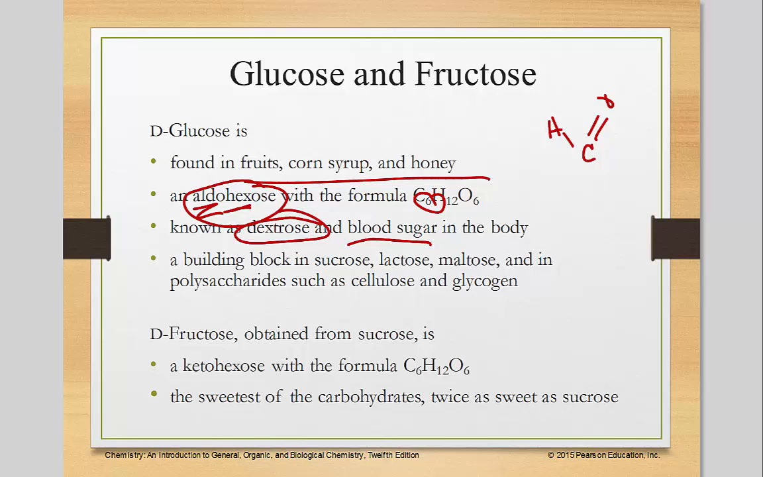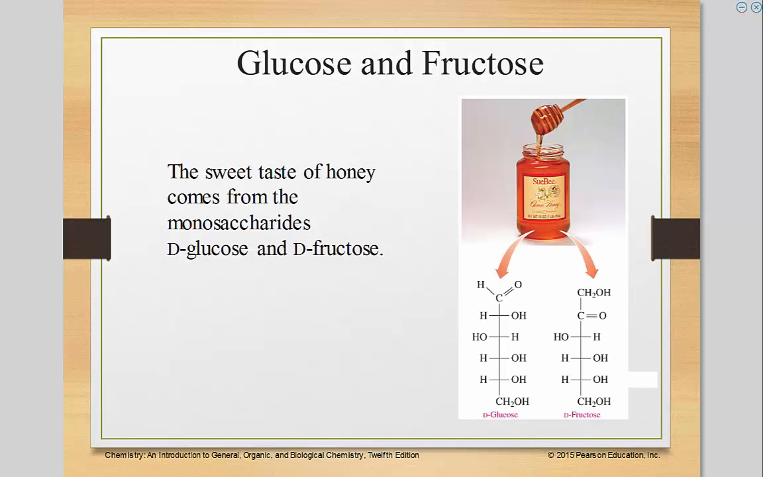D-fructose is obtained from sugar, sucrose. It's a ketohexose, which means this is going to be a ketone, which means that double bonded oxygen will not be on the top, but it's still going to have 6 carbons. So here are 2 different pictures. Notice this one's an aldehyde and this one's a ketone. Fructose is the only ketone of the 3 major ones.